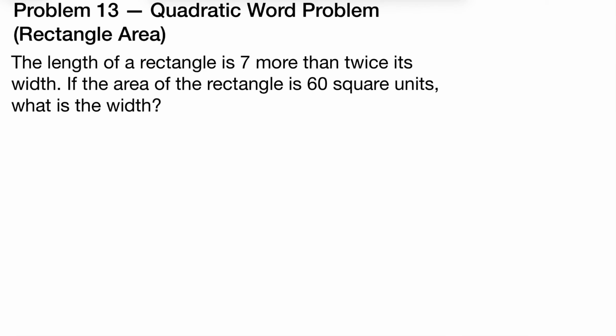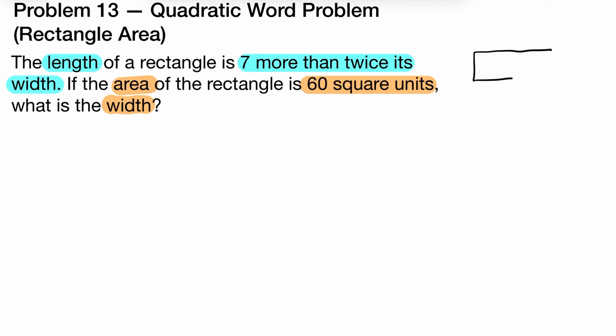Hello, in this lesson we will be solving a quadratic word problem. So let's go ahead and highlight what we have here in this word problem. It tells us that the length of a rectangle is 7 more than twice its width. And it goes on to tell us that if the area of the rectangle is 60 square units, what is the width? Now let's go ahead and draw a rectangle to see what is happening.